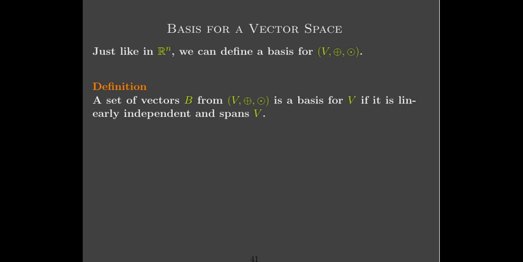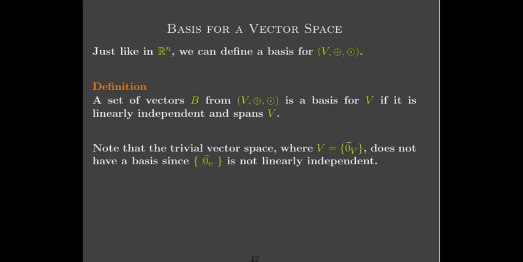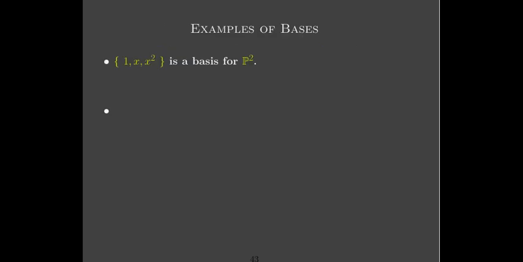So if I have a subspace, then I should be able to find a basis for that subspace too. So again, we have the same two conditions. If we have a set of vectors, it would be a basis for that vector space or subspace if it is both linearly independent and it spans the space. So our trivial vector space, which only contains the zero vector, does not have a basis, because remember, if you have a set with only one vector and that vector is the zero vector, then it's not linearly independent.